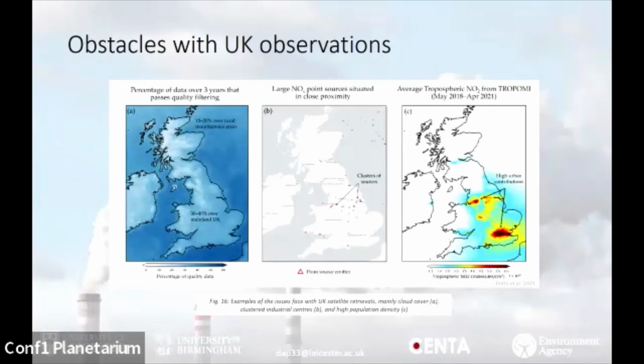We've also got clusters of industry, which happen to be quite close to large urban sources because we've got high population density. So it makes it hard to distinguish, for a regulator, if they want to regulate a specific site, compared to emissions from the surrounding area.